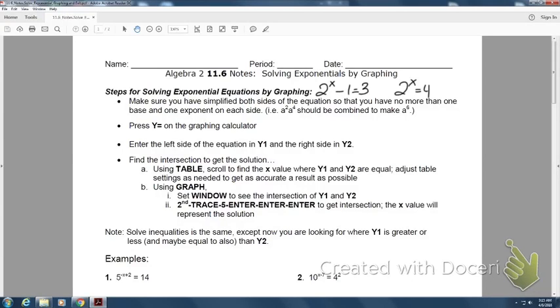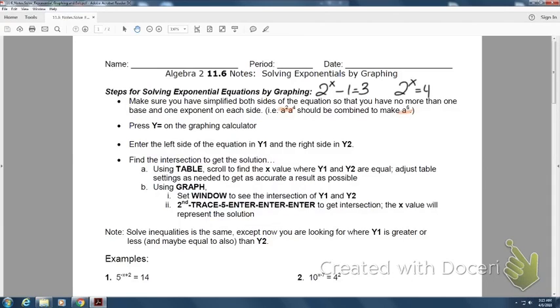Or the example they give is you need to combine those variables, so that you just have 1 over there. You'll put the left side, well, this is the third bullet. We'll go ahead and finish those. It says put the left side of the equation into y1, the right side into y2, and you can find the intersection to get the solution by one of these two methods.